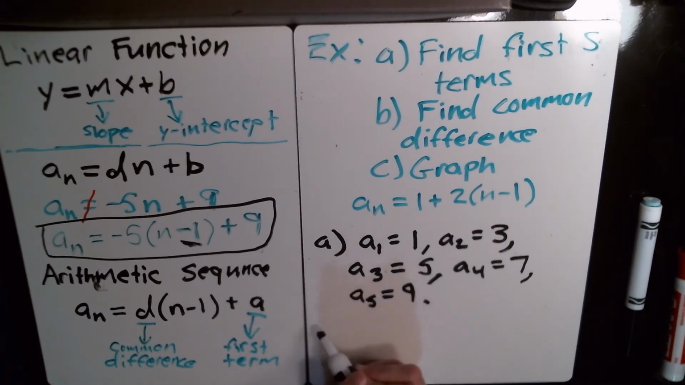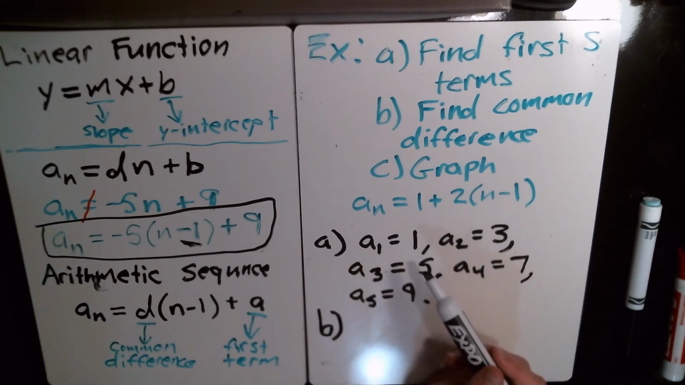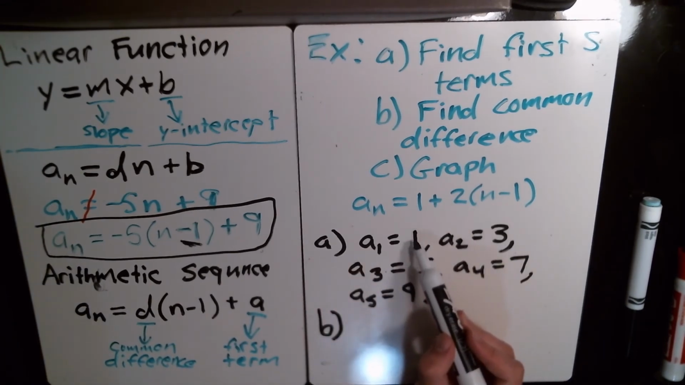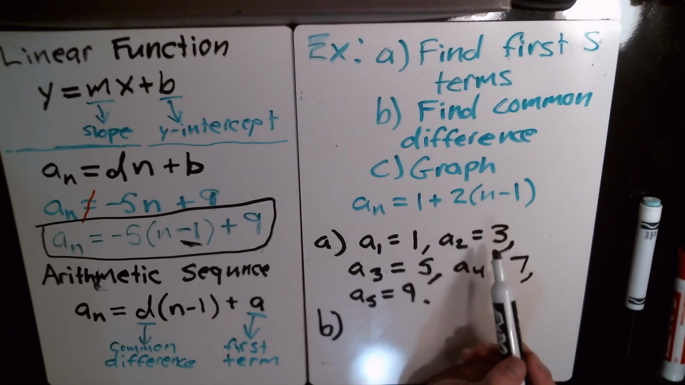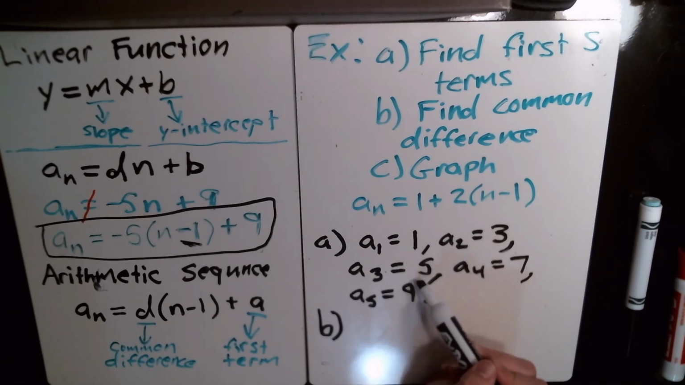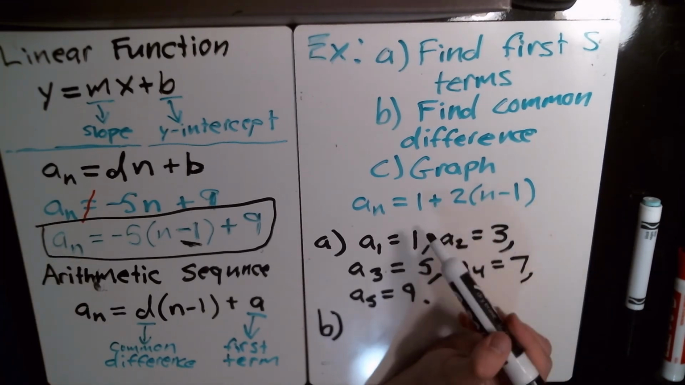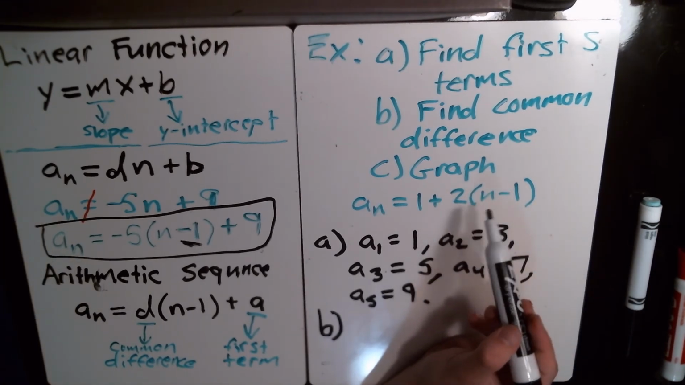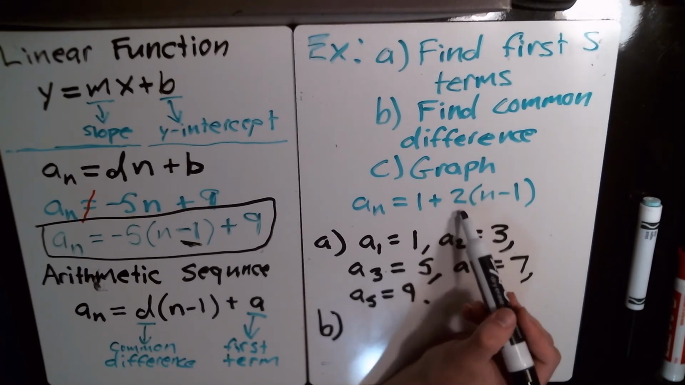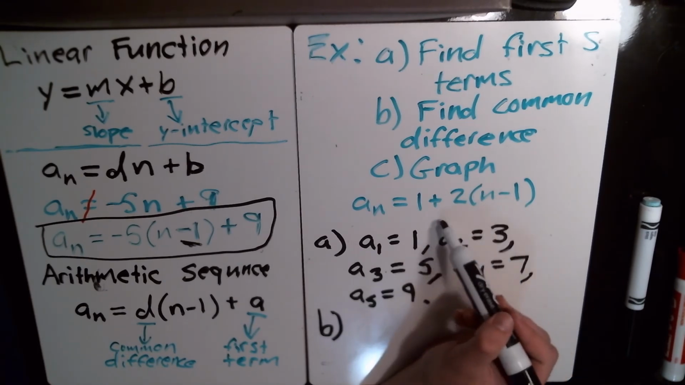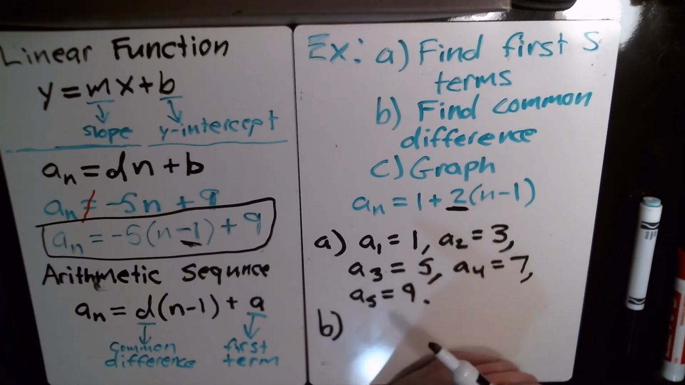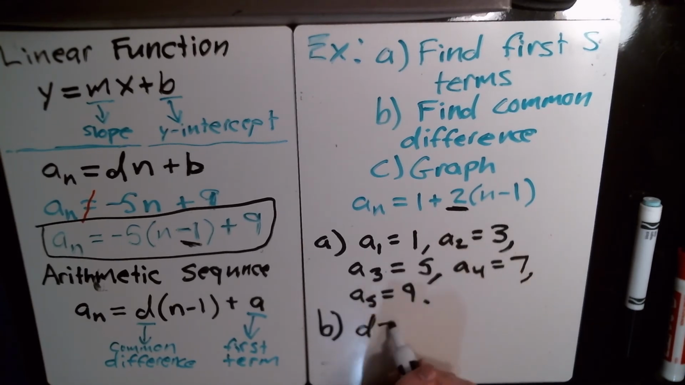To find the common difference, you could either look at the terms here. How much are they changing? To go from 1 to 3, you go up 2. To go from 3 to 5, you go up 2. Then from 5 to 7, you go up 2. Or you could just look at the equation. The common difference is what's in front of the n minus 1. It's right here. That's your common difference. So d equals 2 in this case. Every time, I'm going up by 2.